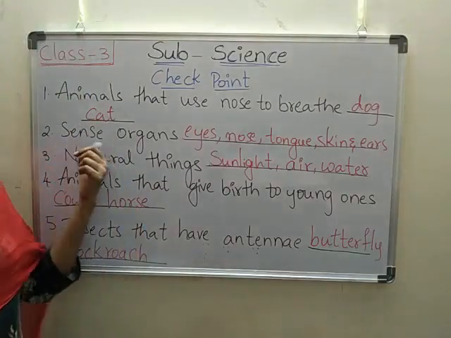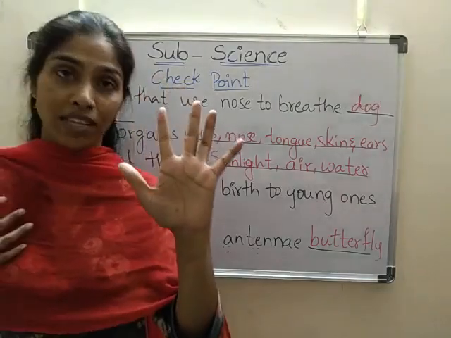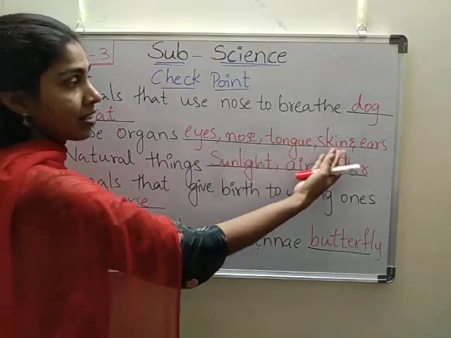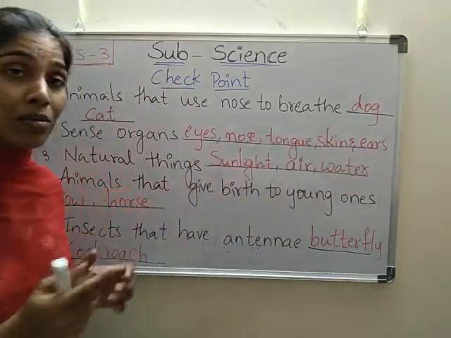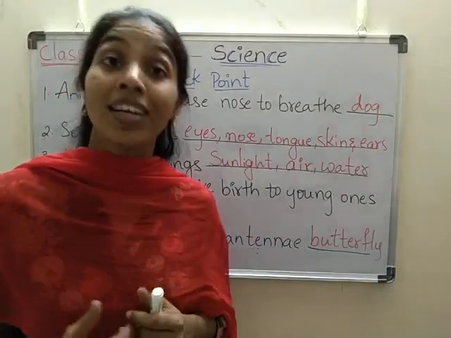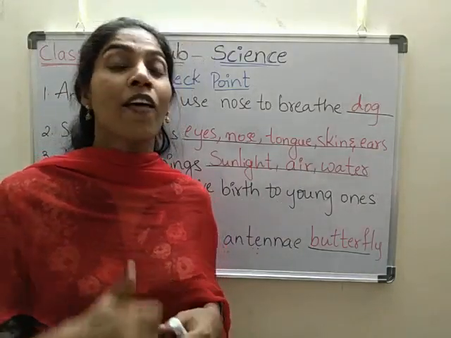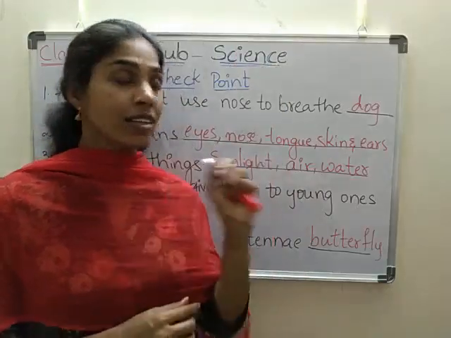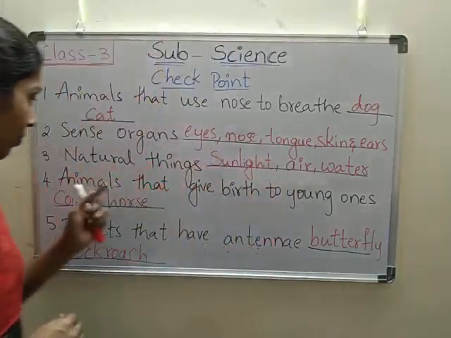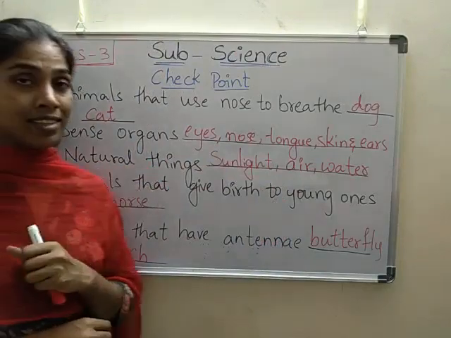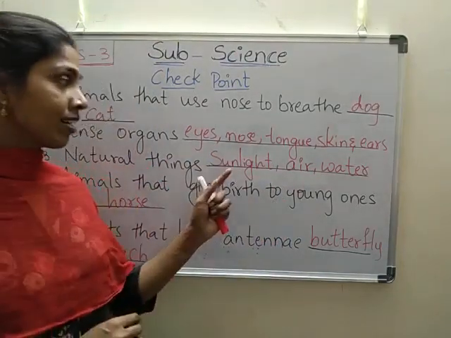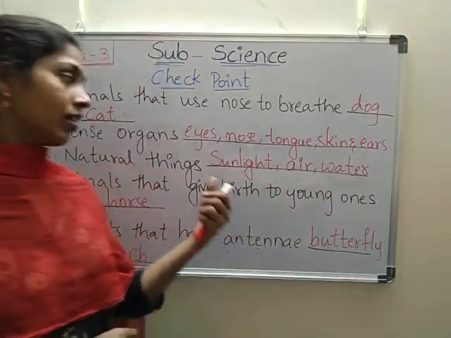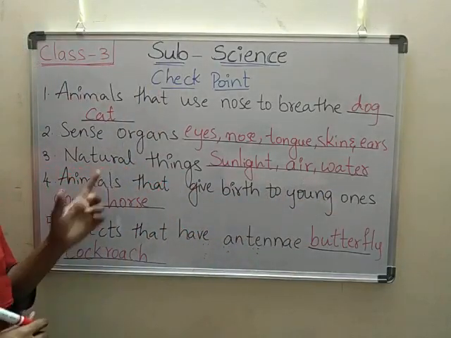Okay. Sense organs. So we have 5 sense organs. Eyes, nose, tongue, skin and ears. Now tell me, children, which is the largest sense organ in our body? Very good. Skin is the largest sense organ. Okay. Now, natural things. Very good, children. Sunlight, air, water are the examples of natural things.